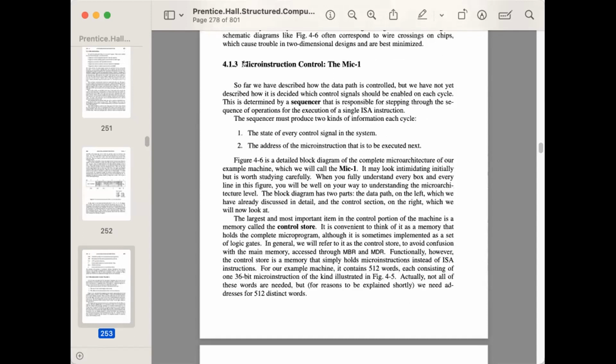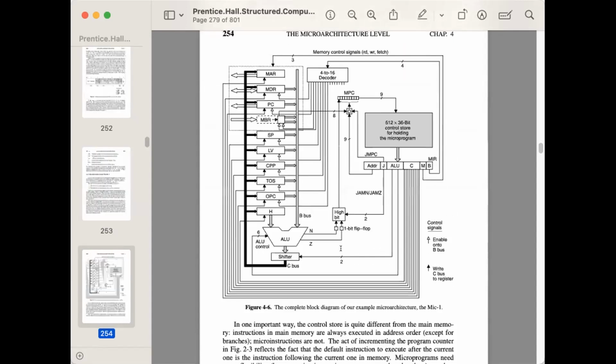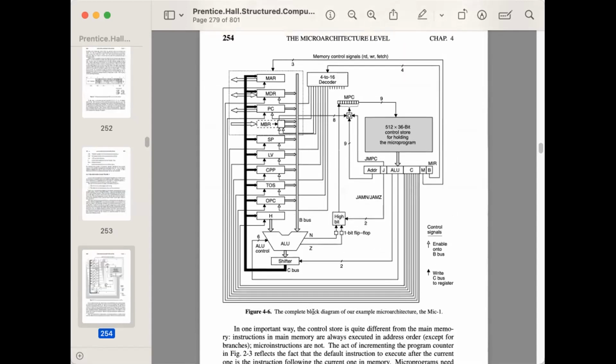Then we next get to this MIC-1, the micro instruction control language they're creating as an example. It's 1 because we're going to add some detail to it. So again, it goes through here. And this is the complete block diagram of this example microarchitecture, the MIC-1.